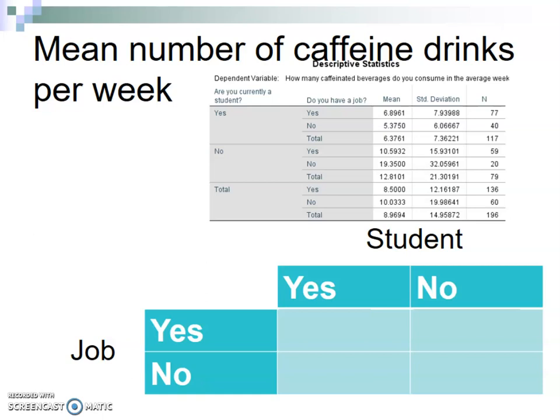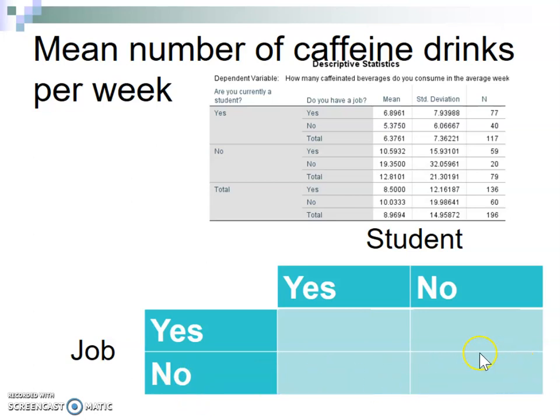So you'll see that I have student labeled up here at the top of the columns. We had people who either said, yes, I am a student, or we had people who said, no, I'm not a student. So student, yes, is going to be the columns here. People who said, no, I'm not a student are going to be represented here. And then you'll see that I moved my other factor over here to be represented by the rows. So here we have the people who said, yes, I have a job are going to be in this row. People who said, no, I don't have a job are going to be in this row.